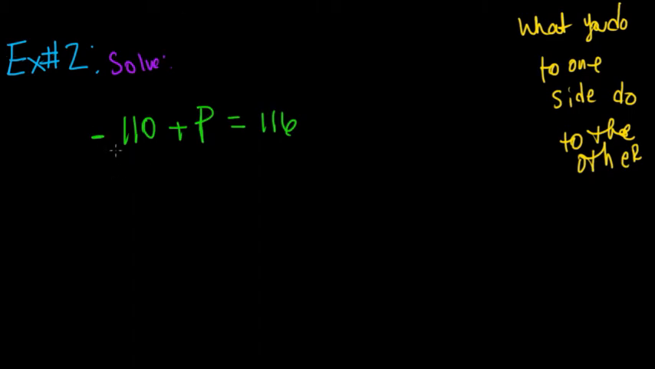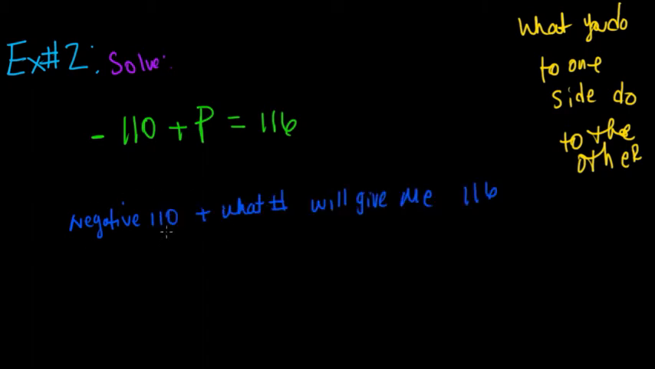Well, let me break this down for you in English for a second. Let me write this down for you. So this says negative 110 plus what number will give me 116? And when we translate this into algebra, this is how it looks here, right? Okay, so what do we do here? Well, you may ask yourself and say that this 110 is added, but if you actually look at it, we're going to take the sign of 110.